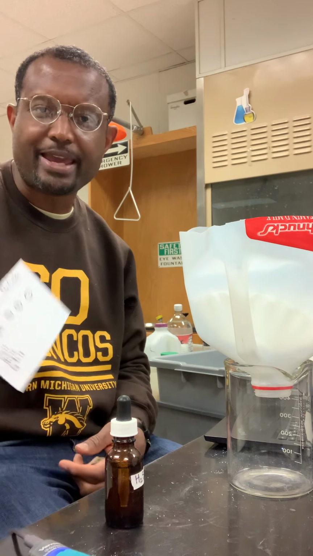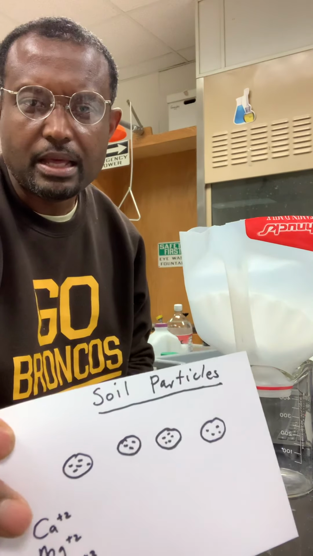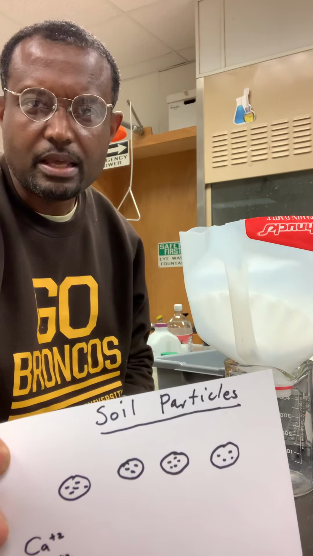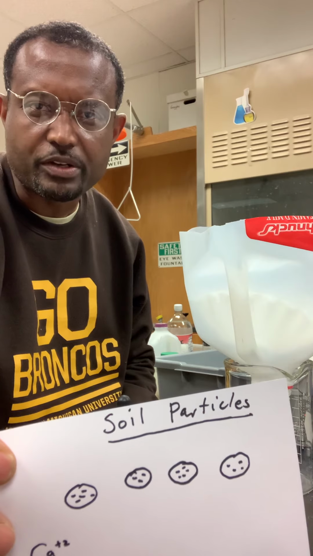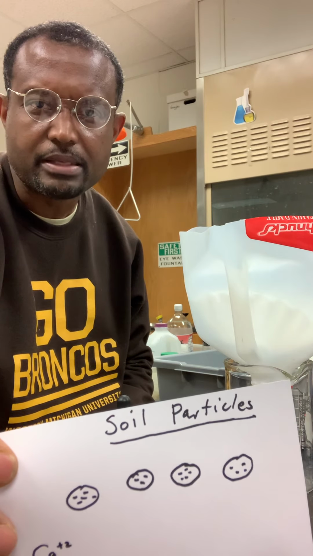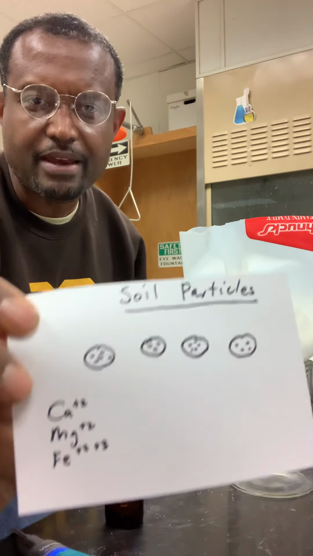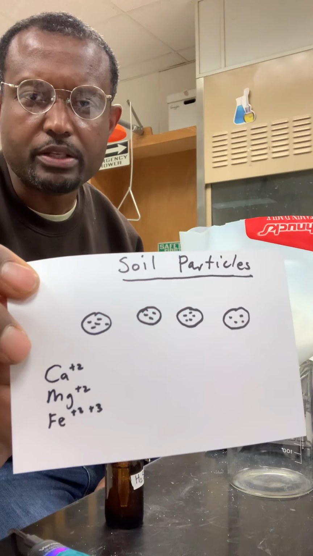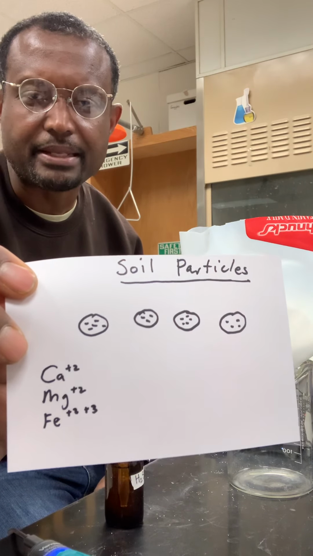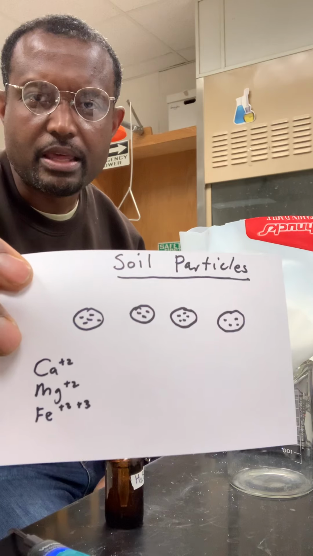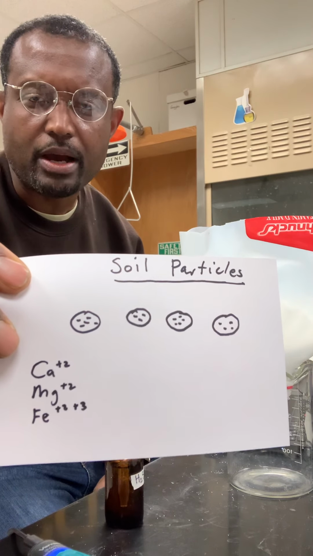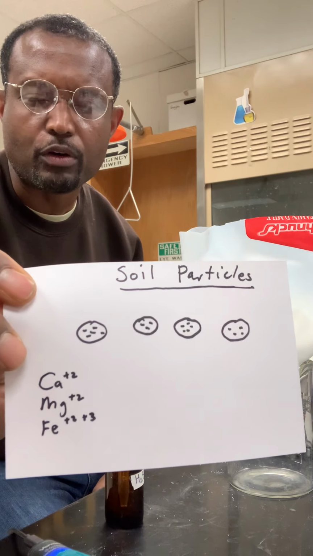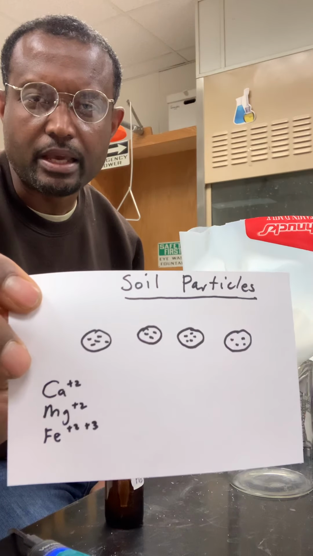And so when we look at, say, for example, particles of soil, we see that it has negative charges on the clay particles. And those negative charges have the ability to hold on to ions such as calcium, magnesium, and iron. And those are required by plants for healthy growth.